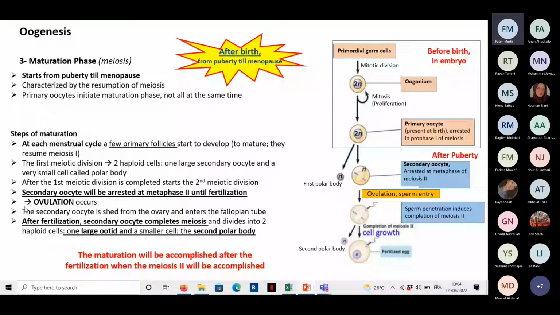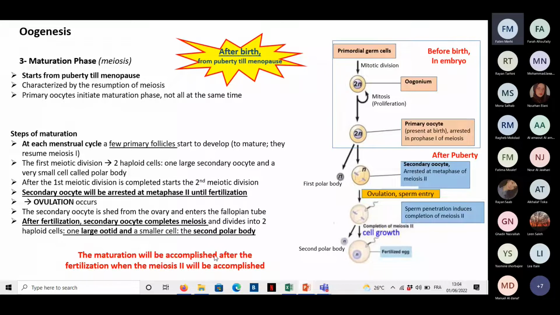So the secondary oocyte is shed from the ovary and enters the fallopian tube as a secondary oocyte arrested in metaphase 2. After fertilization, it can complete the meiosis and divide into two cells: one big cell, which is a large oocyte or ovum, and another small cell, which is the second polar body. So the maturation will be accomplished.